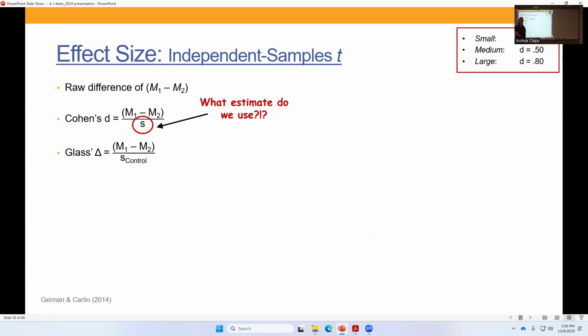Glass's delta is just going to be sample mean 1 minus sample mean 2 over the standard deviation of some control group, okay? Let's say, Jack, you're doing some work looking at different models of psychopathology against some hypernormal group that has nothing at all, right? There's no history of mental health concerns or something like that. And you're looking at mean differences.